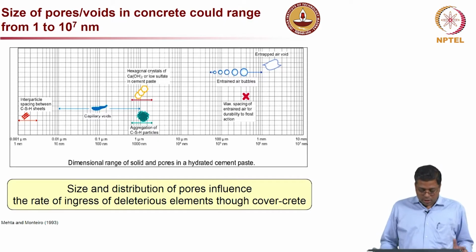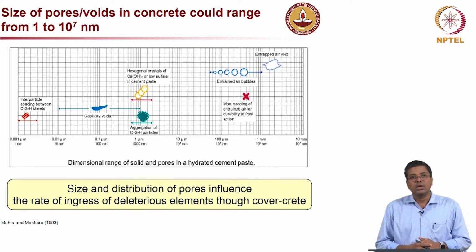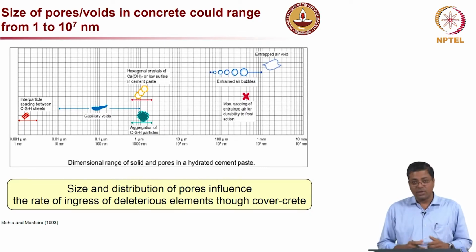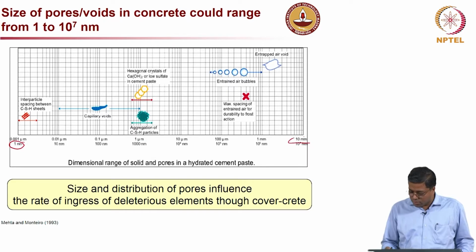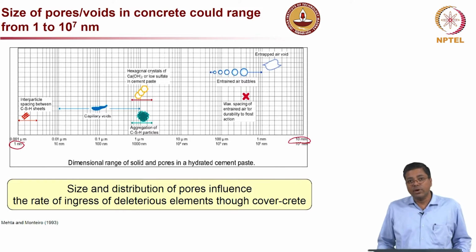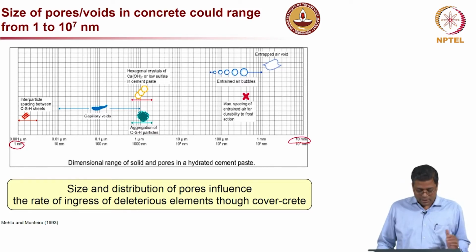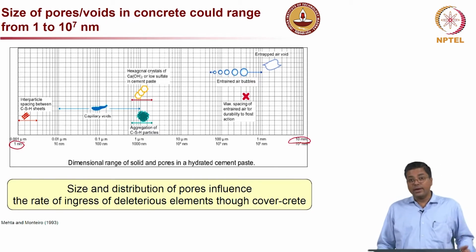And when you talk about concrete, the size of the pores and how they are distributed in concrete is very important to consider. As in this picture you can see, the size of these pores ranges all the way from 1 nanometer to about 10 millimeter. So, this is the range of different types of pores or voids that can be present in concrete, which might very well influence the rate at which different deleterious elements such as chloride, moisture, oxygen, carbon dioxide, and sulphate can enter the concrete.